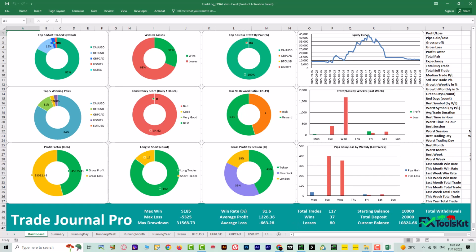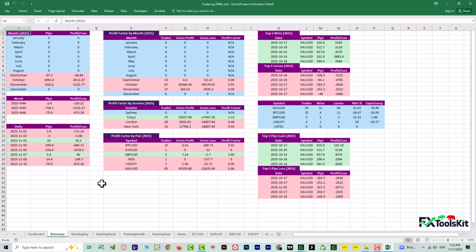Let's move to the summary sheet. In the summary sheet, all the information is shown based on your trades for the current year. In monthly pips and profit loss, you can see each month's total pips and profit loss.